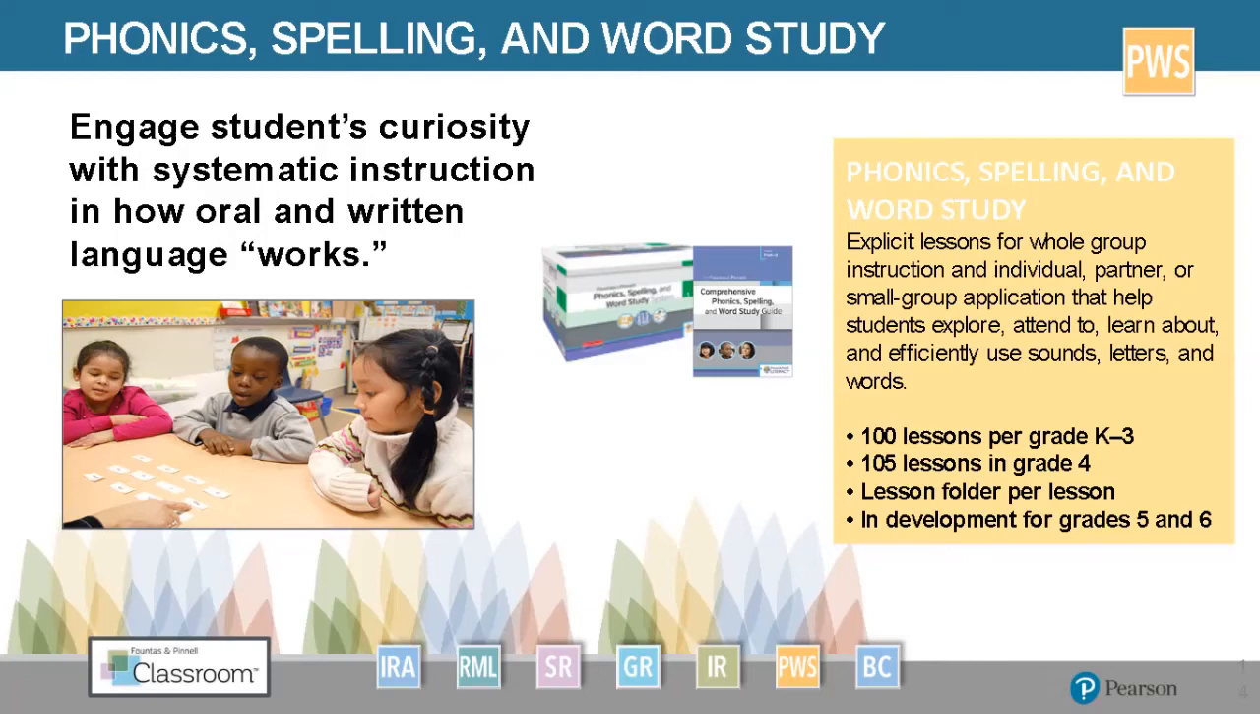So again, it comes back to the cohesiveness and coherent structure of how Fountas Pinnell Classroom is built. There are 100 lessons per grade K to 3, and just over 100 in grade 4. They're currently working on grade 5. The publication date is the end of August this year, and then they'll work on grade 6. And if you have any questions, please post in the chat.